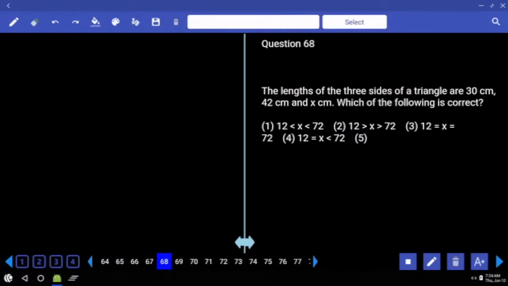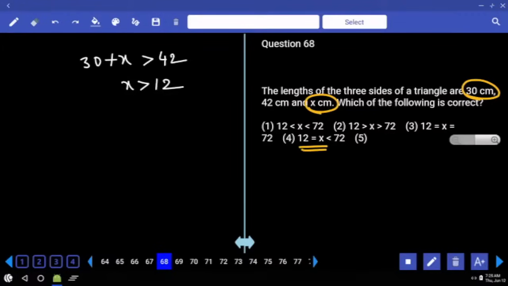Otherwise, let me take 30 and then x. 30 plus x should be more than 42. 30 goes to the other side. x must be more than 12. Can it be the fourth option? Here it is equal, so it is eliminated. Answer: first option. x must be more than 12, but x must be less than 72.